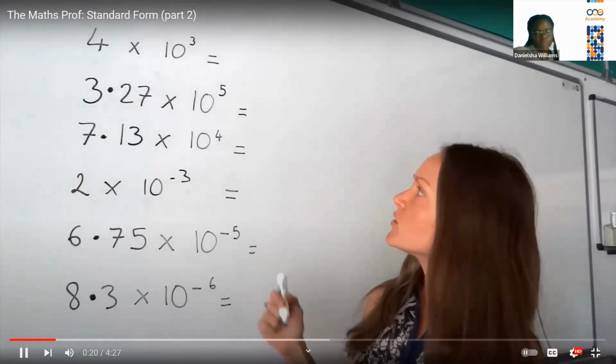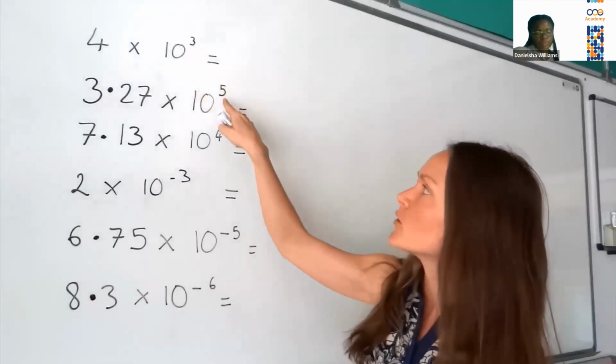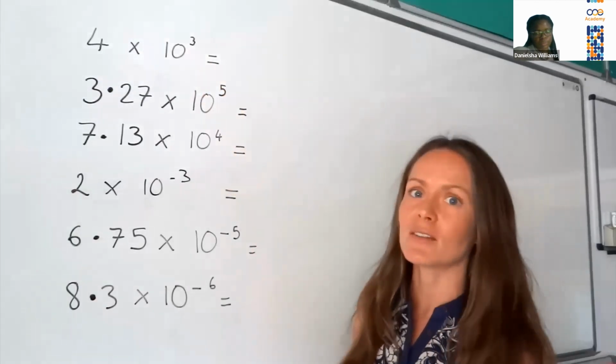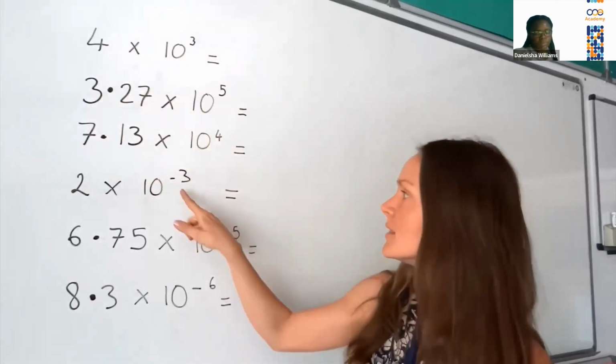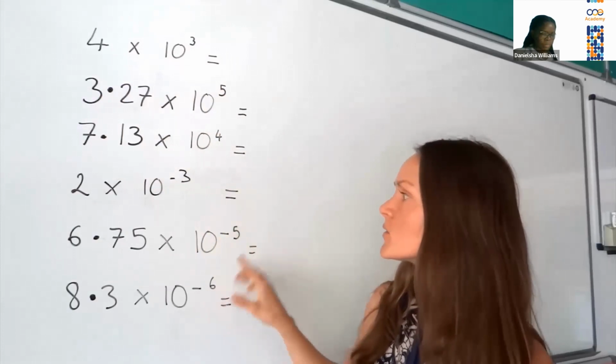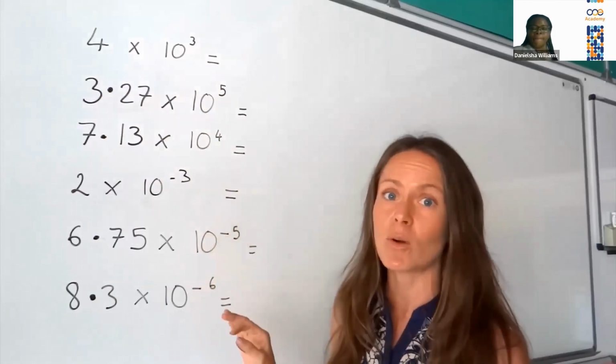Let's just have a look at the powers. In the first 3, all the powers are positive, so I can expect those numbers to be large numbers. In the last 3, the powers are negative, so I can expect those numbers to be small ones.